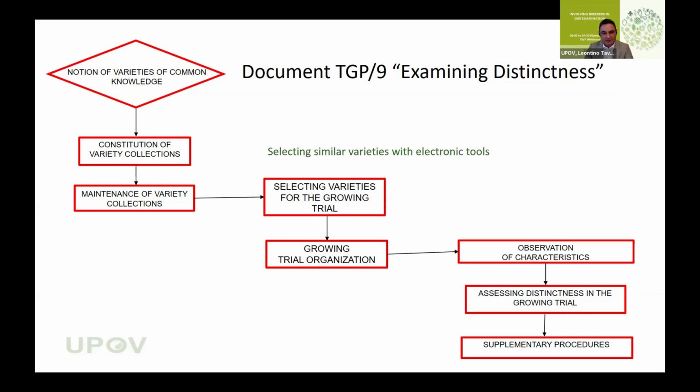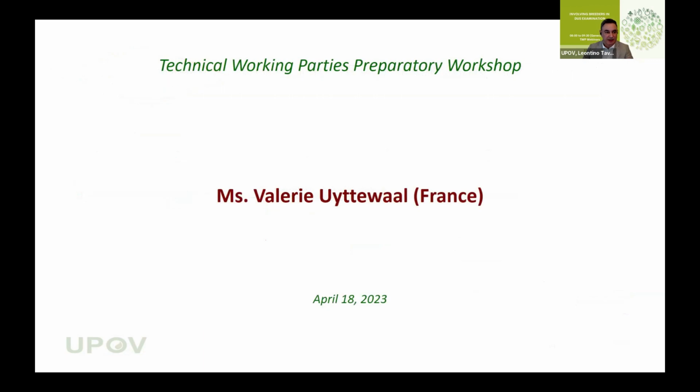All this information is encapsulated in document TGP9, but today we're going to focus on selecting similar varieties with electronic tools, so using databases or software for narrowing down from all varieties of common knowledge to those varieties that need to be compared for the analysis of distinctness. We have a series of 4 speakers, and I would like to pass the floor to our first speaker, Ms. Valérie Outeval from France.